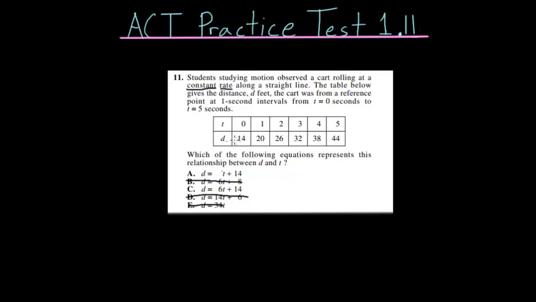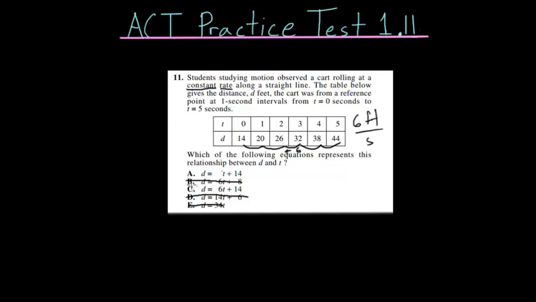Notice that from t equals 0 to t equals 1, we go from 14 to 20. And then from 1 to 2, we go from 20 to 26. What you can notice is that we just added 6 each time. Every step, you can continue this, we're just adding 6. So essentially our constant rate is 6 feet per second. And only one of these equations actually has that information within it.